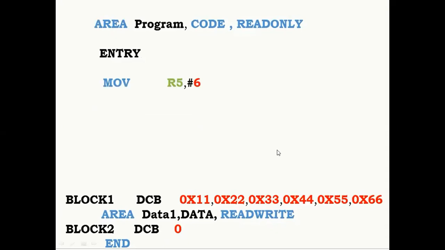Next, you have to initialize the count. How many values are you transferring from block 1 to block 2? Here you are transferring 6 bytes of values. So 6 bytes you are transferring. That's why you have to initialize the count as 6.